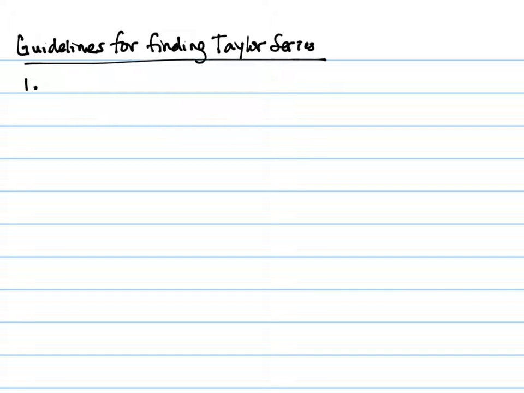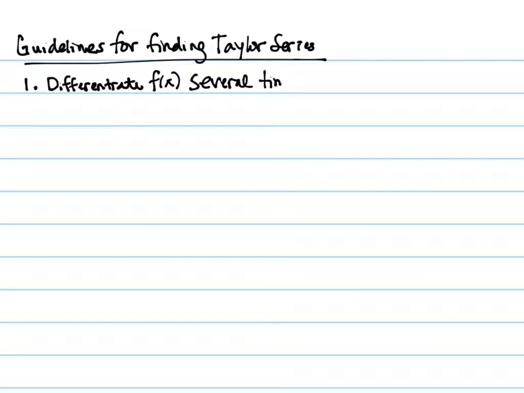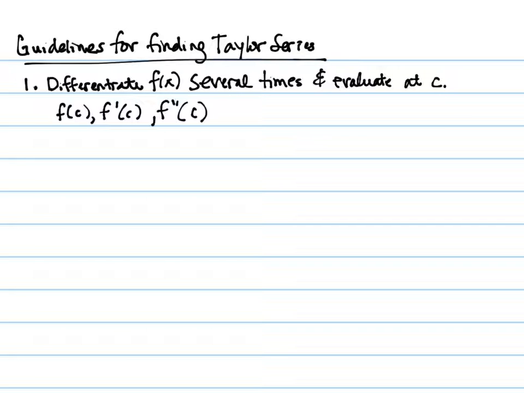So the first thing to do is to differentiate f of x several times and evaluate at c. So you're going to find f of c and f prime of c and f double prime of c, and you're looking to find enough of them that you can see a pattern. There's really not an "always find 5" kind of thing. 3 might be enough and it might not, so you're just going to do it until you see a pattern of what's going on.